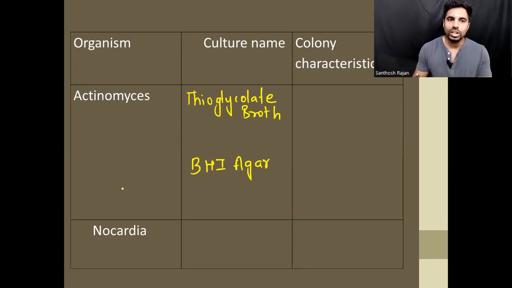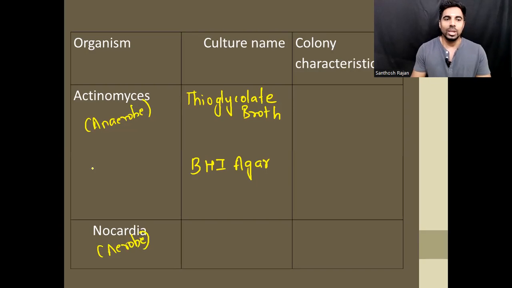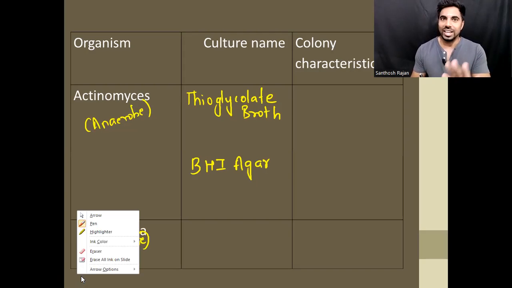And why have I written Nocardia here? Because these two are like buddies, and also enemies. They have almost similar features, like friends, but there are a few differences also. If you remember, Actinomyces is anaerobe, but Nocardia is aerobe. Got it? Now we'll talk about the colony. First we will talk about the colony and characteristics, and then I'll show you the picture also, to remember it easily.